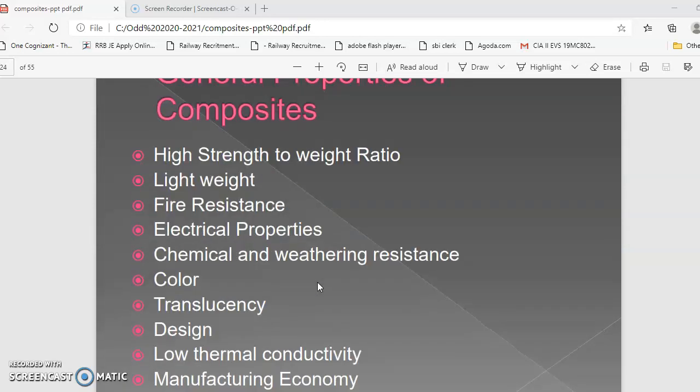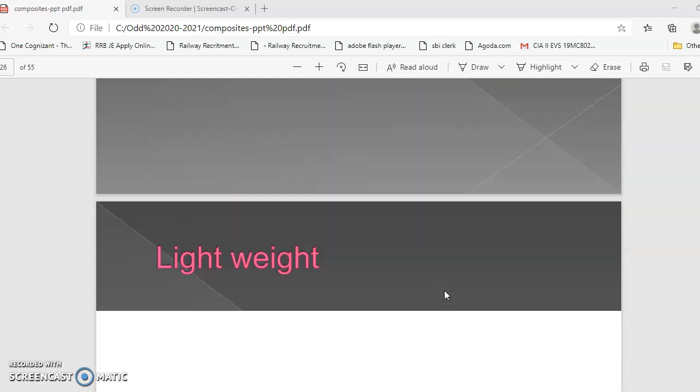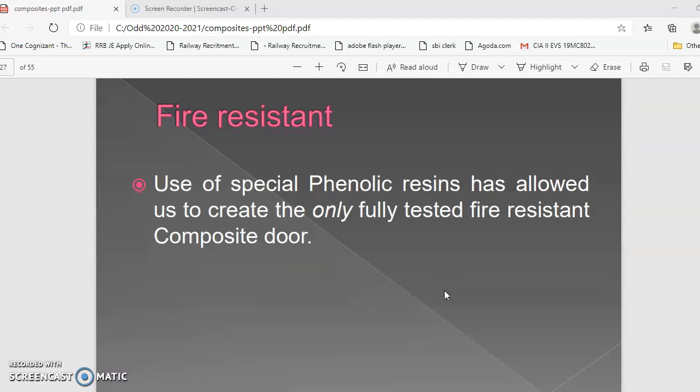The general properties of composites: they have high strength to weight ratio, lightweight, fire resistance, electrical properties. That's why we are making use of these composites in electrical and electronics mainly. Chemical and weathering resistance, color, translucency, design, low thermal conductivity, and manufacturing economy. So everything is explained here.